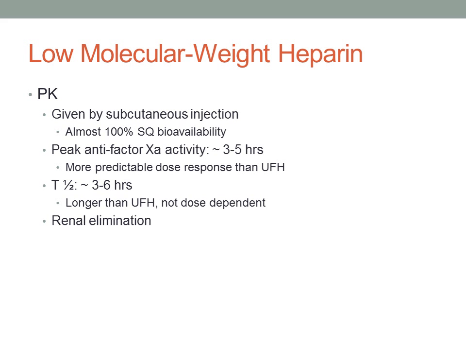Low molecular weight heparins are given by subcutaneous injection. Their peak anti-factor Xa activity happens in about 3 to 5 hours, and they have a more predictable dose response than unfractionated heparin, as we talked about. Half-life is about 3 to 6 hours, which is longer than unfractionated heparin, but it's not dose-dependent. So, based on this pharmacokinetic information, it's reasonable to use low molecular weight heparins in weight-adjusted doses without the PTT monitoring that is required for heparin. Also note that low molecular weight heparin undergoes renal elimination.